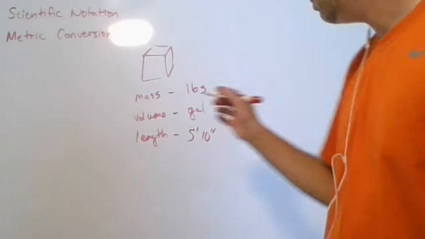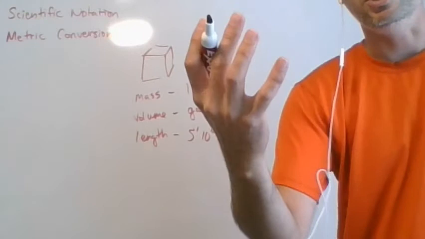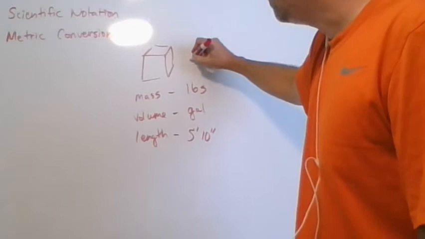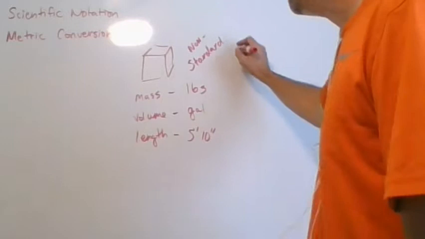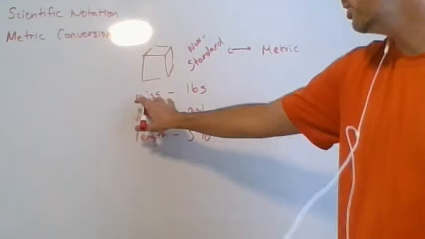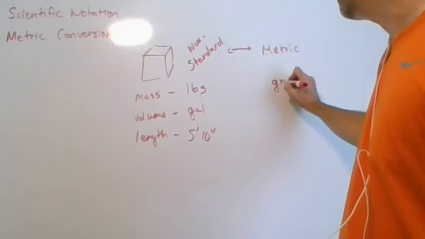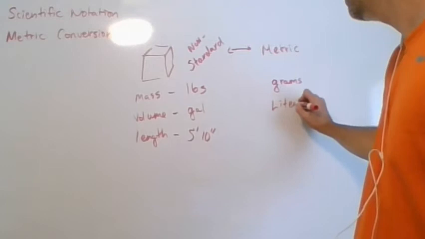But none of these are metric units. However, they still have a relation to us, because the metric version of all of these is what we know as the non-standard UK and United States system. When we talk science, and actually the rest of the world, we're going to talk in metric. So if we're going to talk the mass of this object in metric, we're always going to talk about it in terms of grams. Volume, we'll talk liters. Length, we'll talk meters.